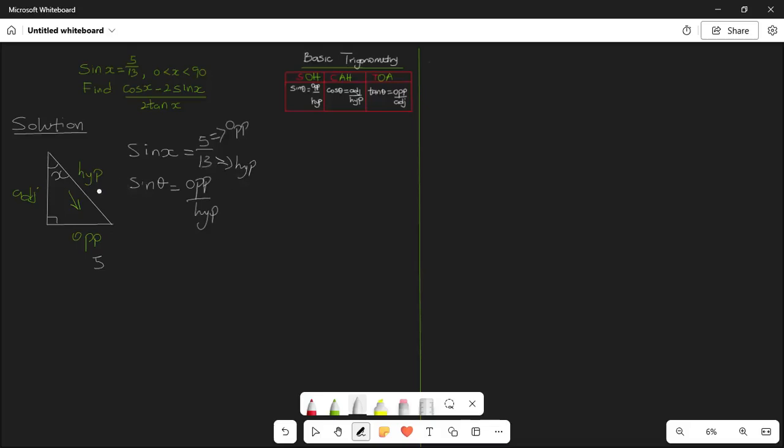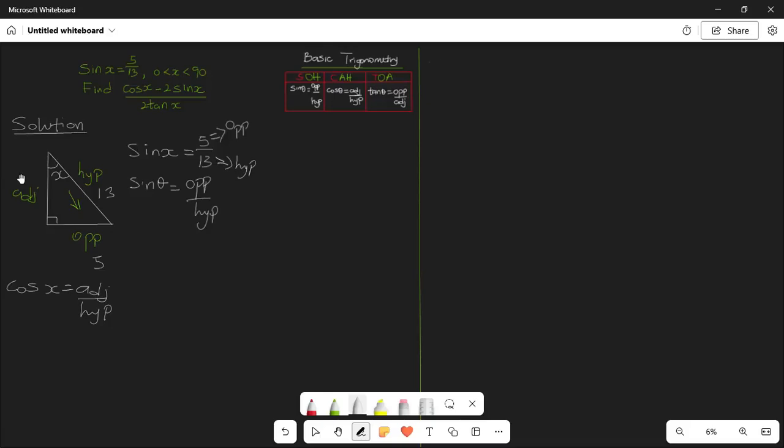So what are we asked to look for? From the question, we are asked to look for cos x minus 2 sine x all over 2 tan x. To look for cos x, remember cos theta or cos x is going to be adjacent over hypotenuse. But going back to our triangle, there is no value for adjacent. So we need to look for the value of our adjacent, and we can make use of our Pythagoras theorem to look for our adjacent side.